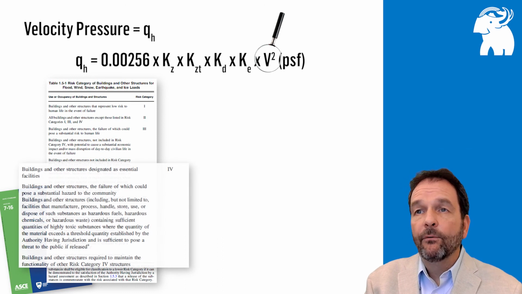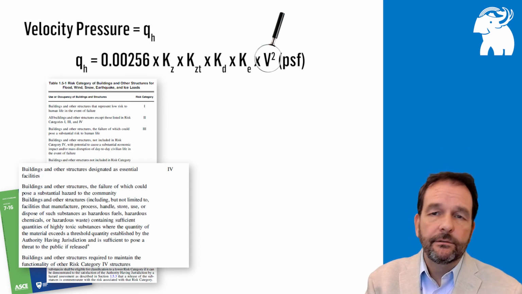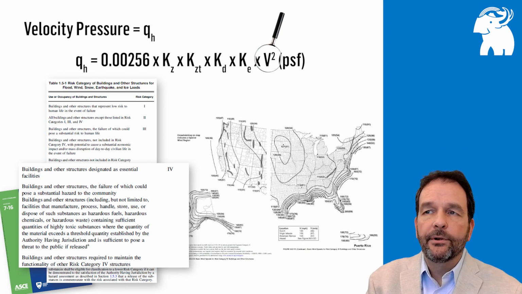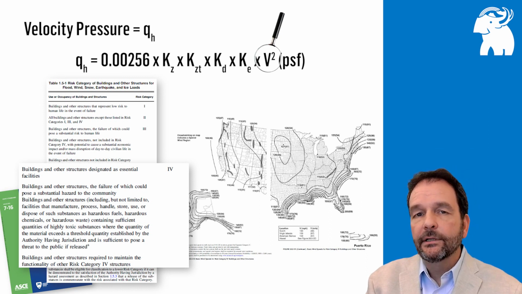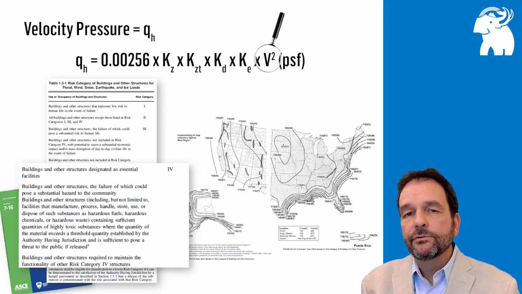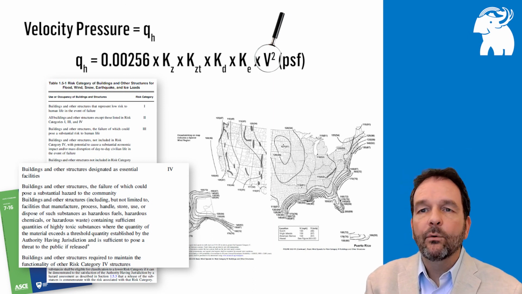Risk category 4 would be essential facilities, and they're defined here as well. 3,000-year return period, 1 over 3,000, a 0.033% annual probability, so very low probability that these winds would ever occur, but they would be used for more essential facilities, higher wind speeds.